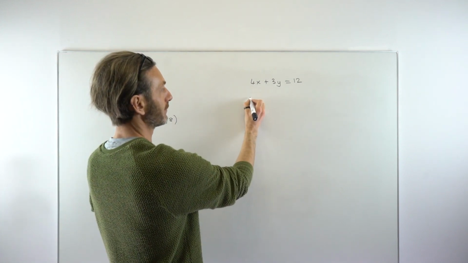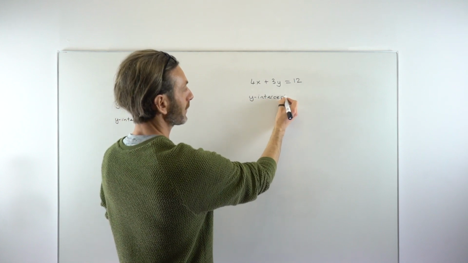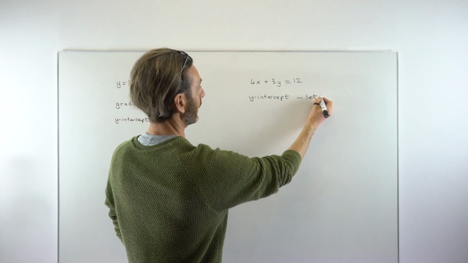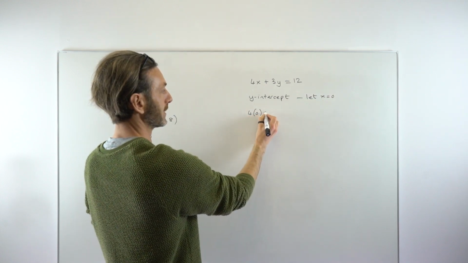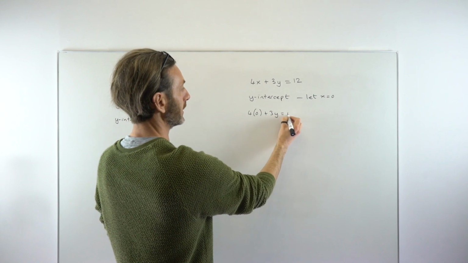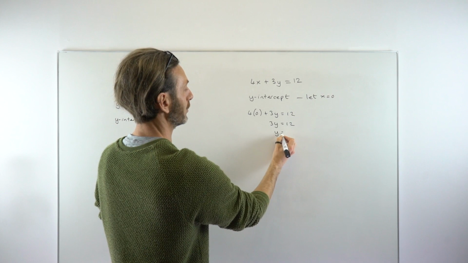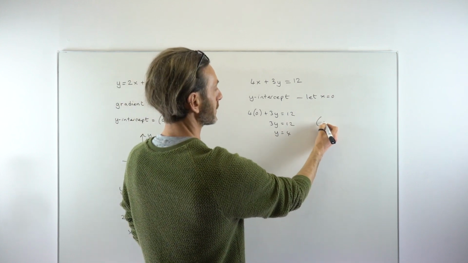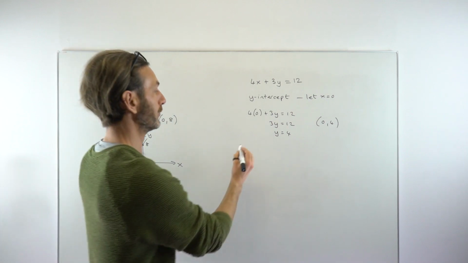So if we're trying to find the y-intercept, we can just say that we're going to let the x be 0. So taking our equation, that's going to be 4 times 0 plus 3y equals 12. That's going to be just 3y equals 12, and then y equals 4. So that tells us that our y-intercept is at 0, 4. So there was no rearranging involved there.